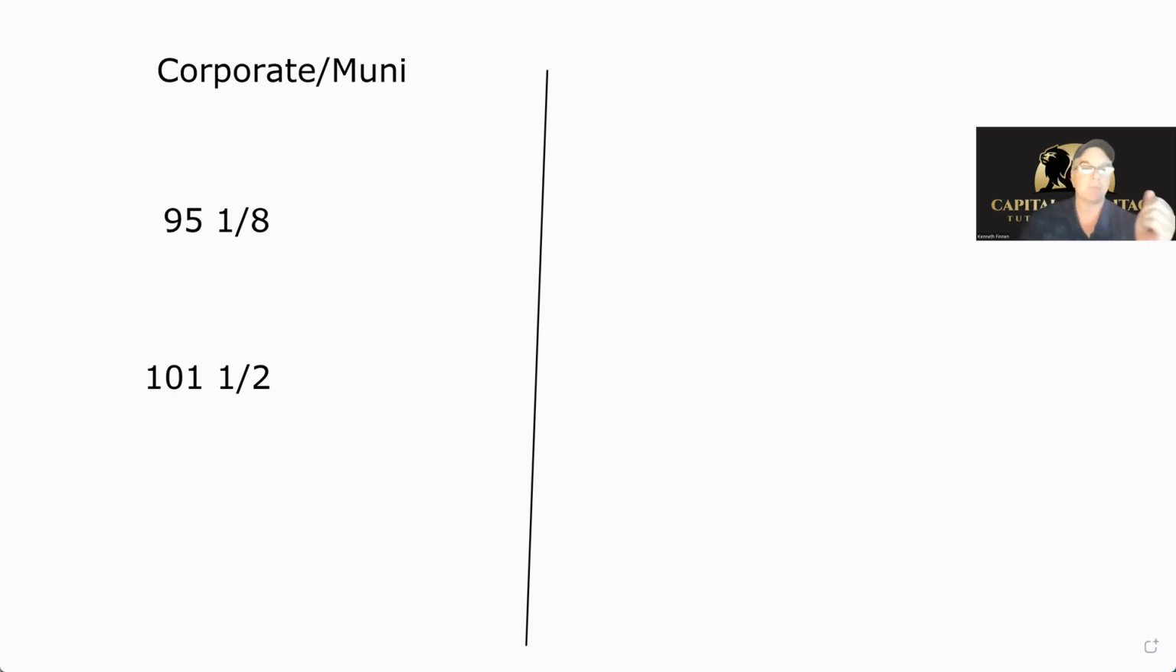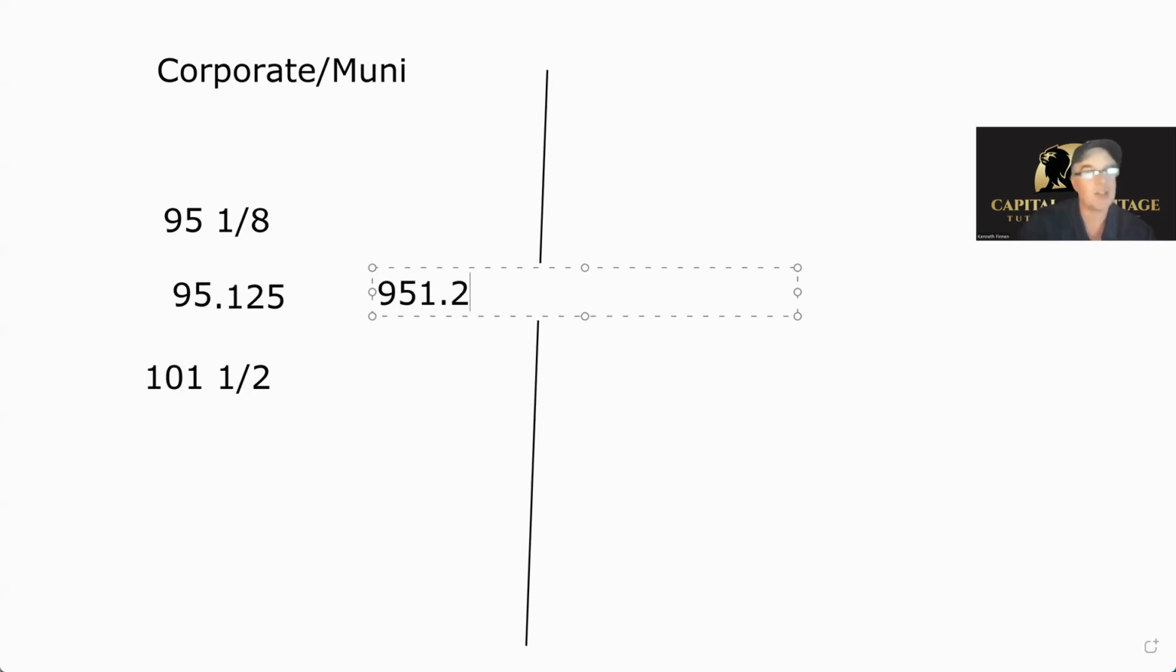Okay, now let's actually do the pricing. So if I pay 95 and an eighth, that's really 95, and I do 1 divided by 8. So 1 divided by 8 is 0.125, and then I hit plus 95 on the calculator. Boom. So there's my bond price, right? So that's 95.125. Now there's two ways to do this. One, just move the decimal to the right, or just multiply by 10, and you're going to get $951.25.